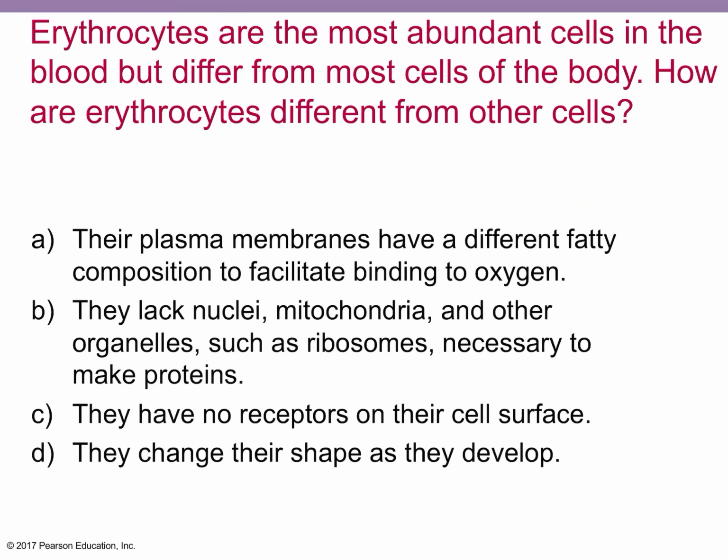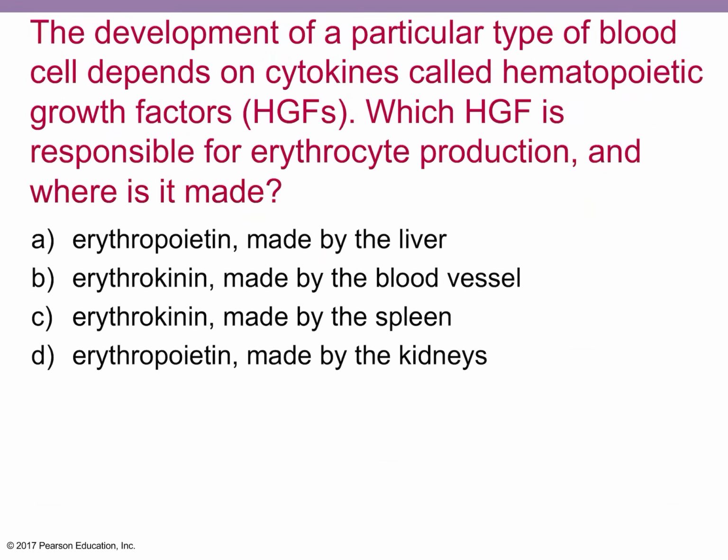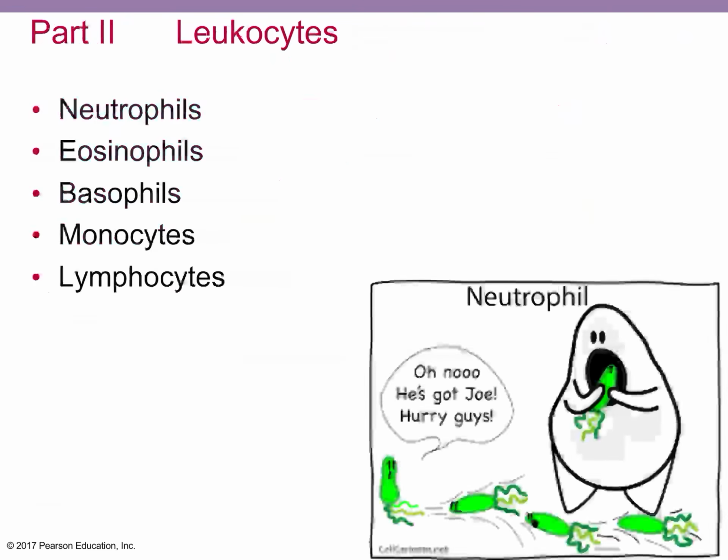Erythrocytes are the most abundant cell in the blood, but differ from most cells in the body. How are erythrocytes different from other cells? Go ahead and read your choices. And the answer is letter B. What is the function of hemoglobin, the most abundant protein in erythrocytes? Answer is letter C. The development of a particular type of blood cell depends on cytokines called hematopoietic growth factors, which HGF is responsible for erythrocyte production, and where is it made? The answer is letter D. All right, that's the end of part 1.